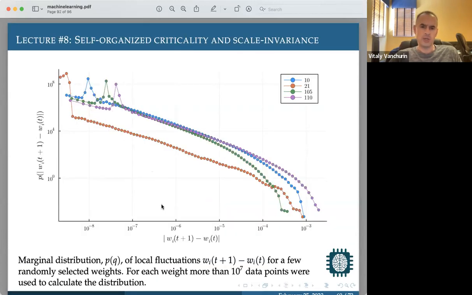Now I can also explain why the trainable variables have this criticality, and why it's good to have criticality.